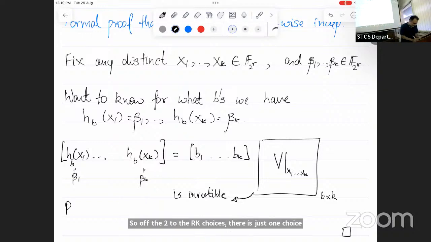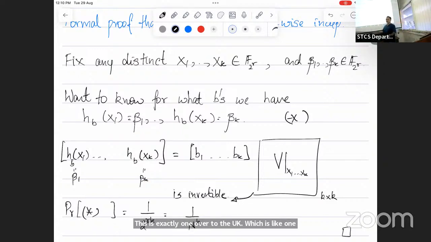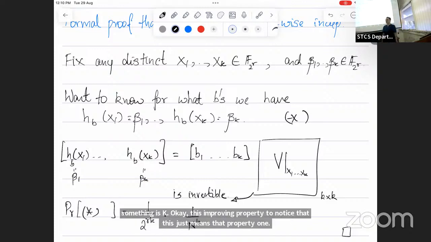So therefore, the probability for star holding is exactly 1 over 2 to the RK, which is 1 over the output domain for RK. And that's what you wanted to prove when you say that something is k-wise independent. This is proving property 2. Notice that this just means that property 1 also holds. That is, if we focus on one coordinate, of course, it will look uniform.